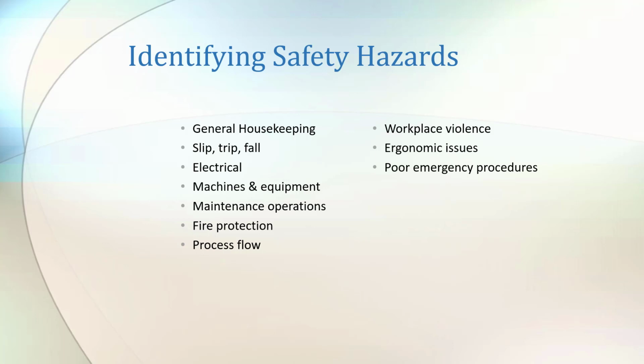Electrical hazards, machines and equipment. That goes back to machine guarding. Are all the dangerous points of the machine guarded against a person putting their hand in there? Maintenance operations, fire protection. The process flow is how people and materials flow through a factory. And again, you have workplace violence, ergonomic issues, and poor emergency procedures.